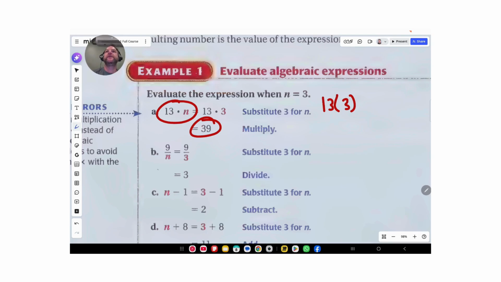All right, so 13 times 3. So 13n, for example, does not mean 13 plus n. Here we're multiplying 13 times 3, 13 times n. What about number 2? 9 divided by n, that's 9 divided by 3. We plug it in. 9 divided by 3 is 3.